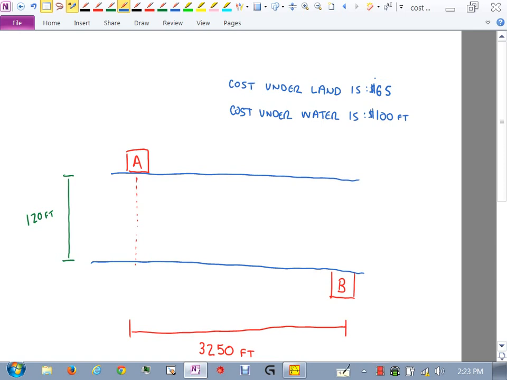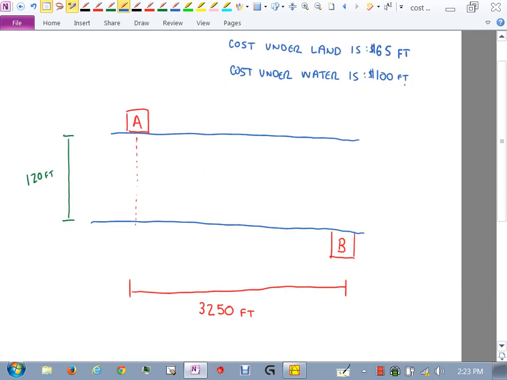And again, I don't know how this is going to work out. So let's look at some options as to what we could do, all right? Just a couple of options. I could go, like we said, straight A to B. That would be the shortest distance, but it would all be underwater, wouldn't it?